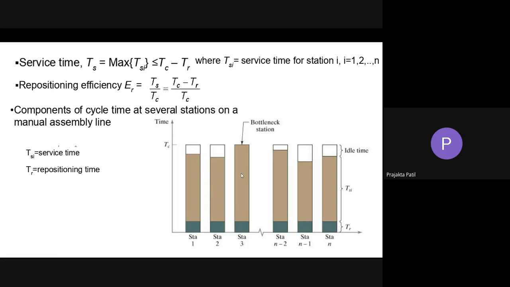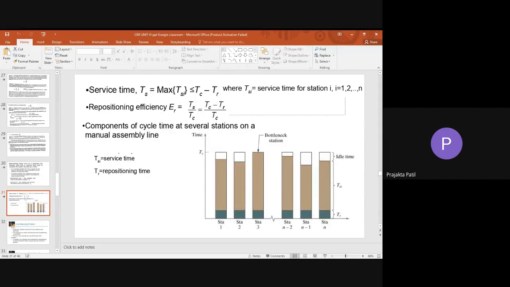In the next class, we will start with the line balancing problem, and we will start solving the problems of this unit. So we'll stop here today, and we will continue in the next.